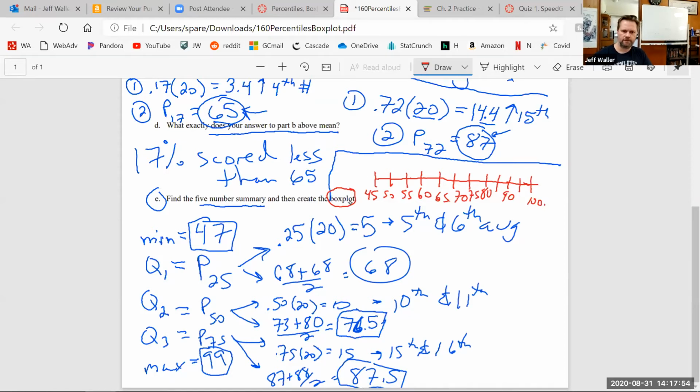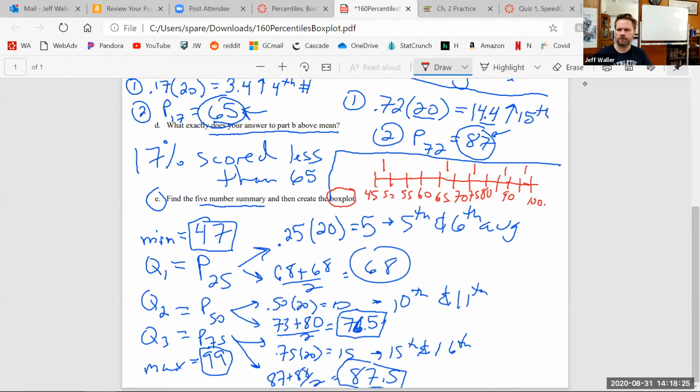And now, what do I put above each one of these? A line. So 47 is about right there. 68 is about right there. What else we got? 76 and a half. Let's be precise. It's exactly right there. 87 and a half is about right there. And then 99 is about right there.